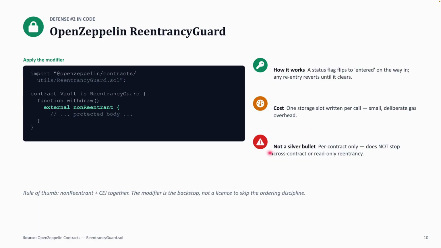However, it is not a silver bullet. Reentrancy guard is applicable per contract only. It does not stop cross-contract or read-only reentrancy. What is the rule of thumb? nonReentrant plus check-effects-interaction together. The modifier is the backstop, not a license to skip the ordering discipline. So, use the check-effects-interaction pattern plus nonReentrant.